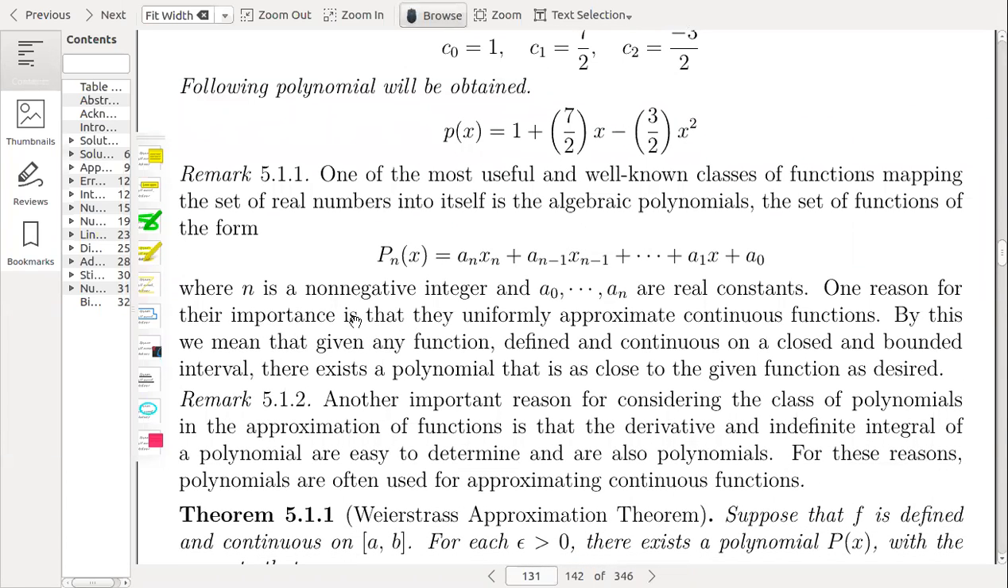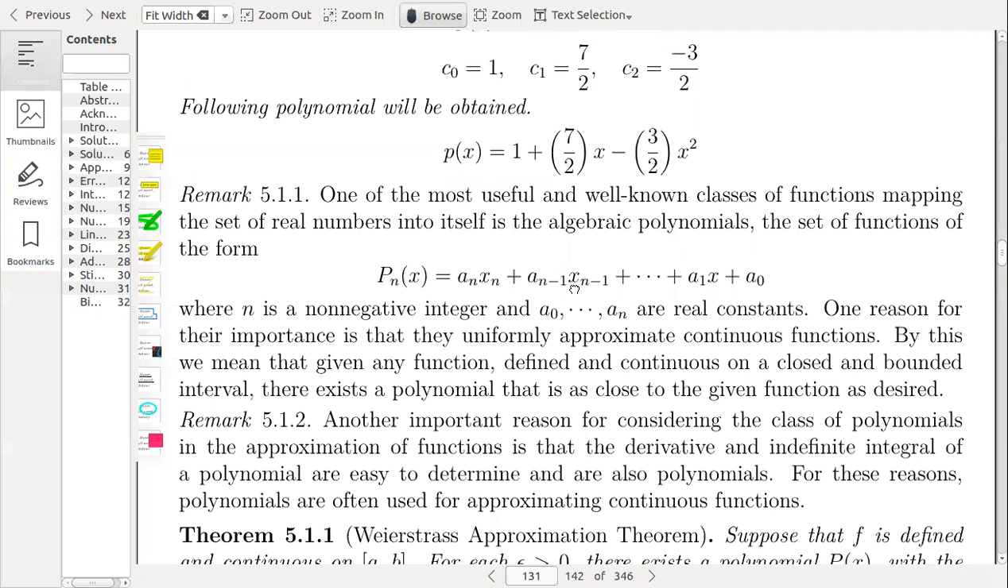Here n is a non-negative integer and a naught through a n are real constants. One reason for their importance is that they uniformly approximate continuous functions. By this we mean that given any function defined and continuous on a closed and bounded interval, there exists a polynomial that is as close to the given function as desired.